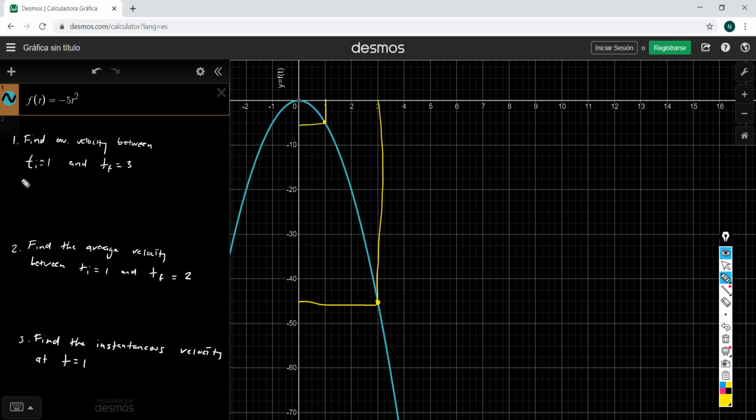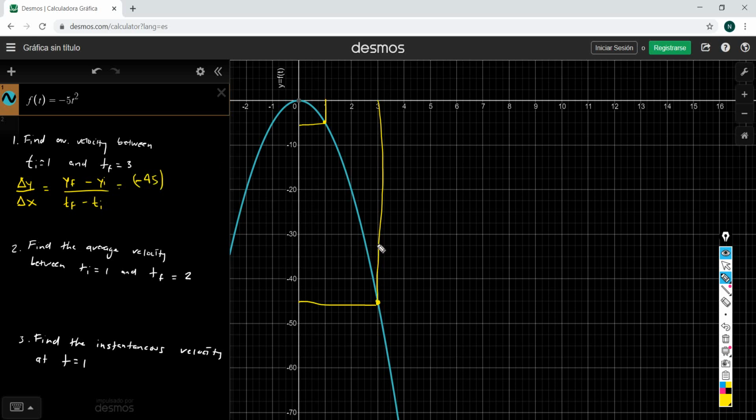So let's do it. The average velocity is the change in the position, in this case on the y-axis, over the change in time. That is by definition the final position in y minus the initial position over the final time minus the initial time. What is the final position? As we can see, it's minus 45.